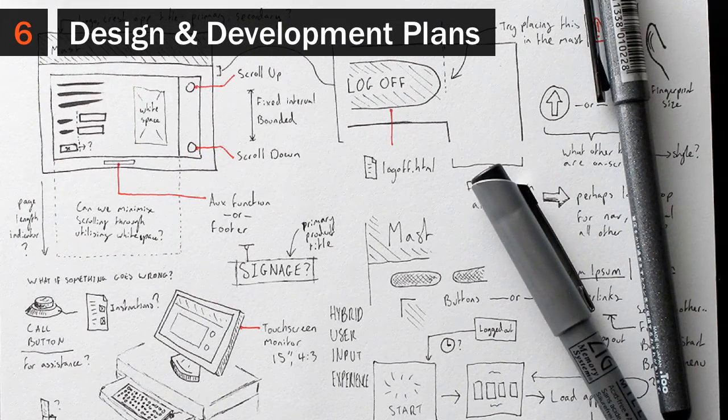In the sixth section, you should talk about your design and development plans. What stage of development are you at with your idea? Is it purely conceptual, or have you developed a fully functional prototype? Discuss in detail what you need to do to develop your idea further and get it ready for implementation.